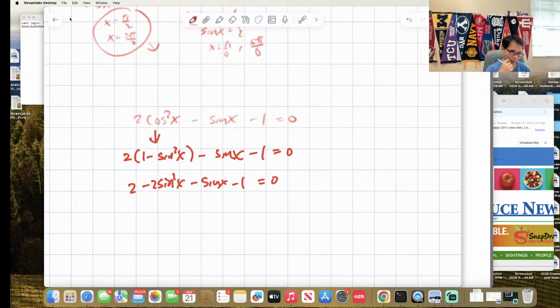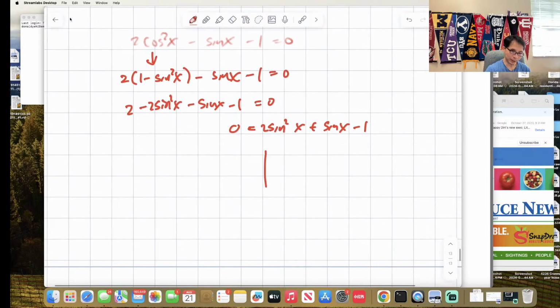And I'm going to move everything to the right side just because I prefer the leading coefficient to be positive. That's easier to factor. Is that okay? I prefer to move everything to the other side. I can multiply everything by -1, but I prefer to move everything to the right side because I don't like the first coefficient to be negative when factoring. And this is why I say the box method is better. Box method is better.